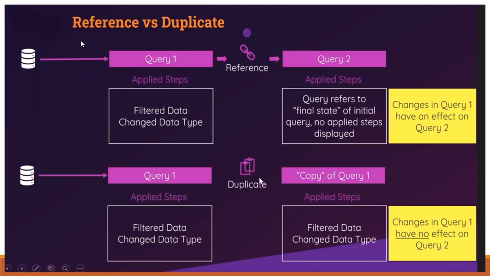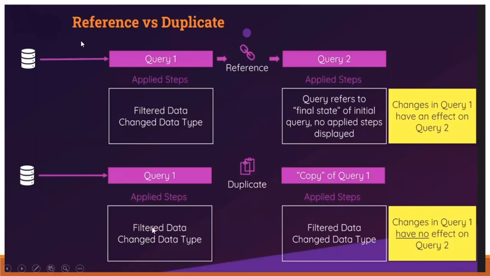So when you're not creating a direct link or a direct relationship, whatever changes you make in the original query, or query one, have no effect on query two. Meaning whatever changes you make in the original table will not have an effect on the replicated data set. And that is the first characteristic. So this is opposite to the reference option.